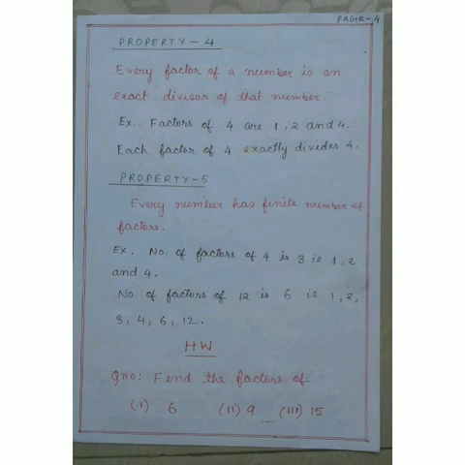The number of factors of 12, which I have found the value of. What is the number of factors of 12? That is 6. What are the factors? 1, 2, 3, 4, 6 and 12. So these are the important properties of factors. So I have given you homework. Find the factors of number 1: 6, number 2: 9 and number 3: 15.